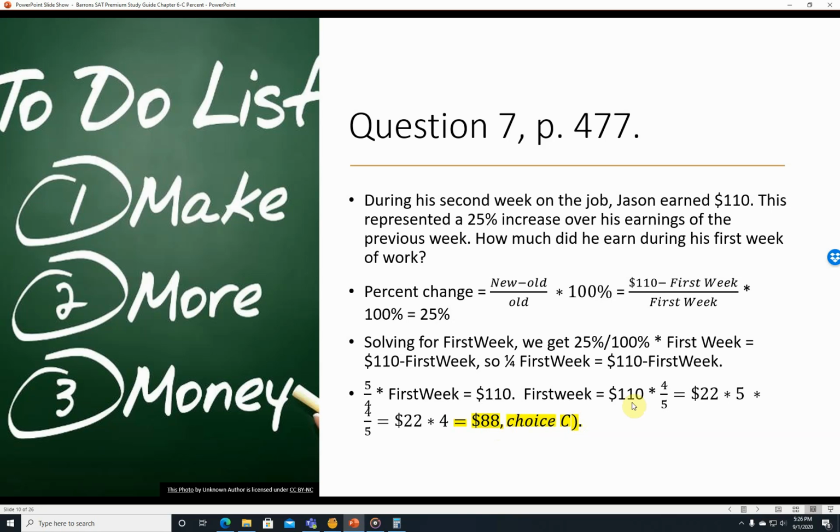Okay, hopefully that makes sense to you. You know, 22 times 5 times 4/5, so the 5s cancel out, so it becomes 22 times 4. All right, I think I've explained that one to death. Anyway, choice C, $88. Have any trouble, contact me.